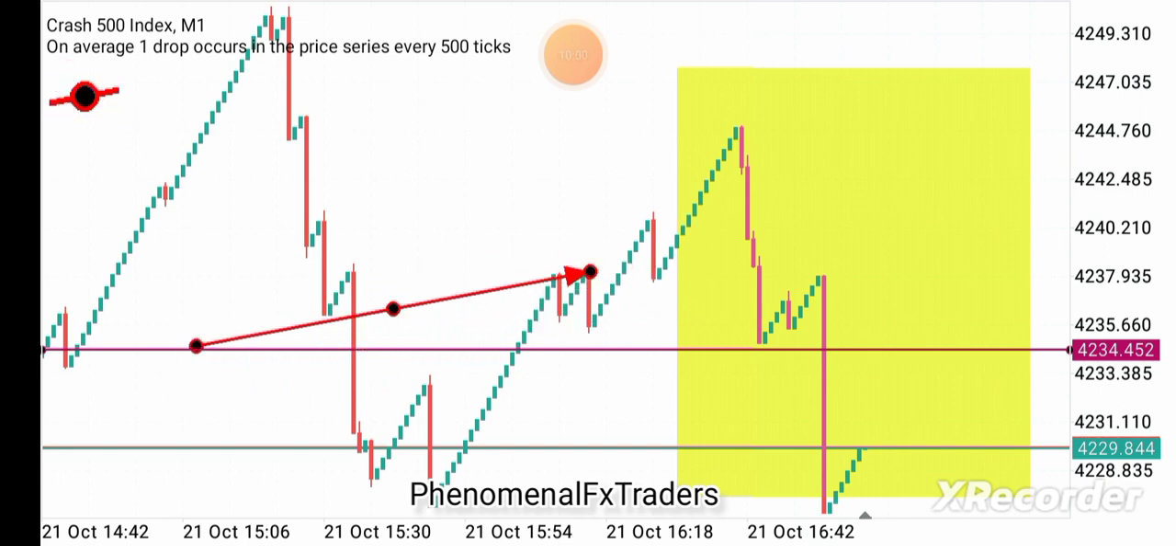Price got here and spiked down. This is the same zone here. Price got here and spiked. Price got here and went up a little. So that tells you that this is a very strong zone. Market will always react where there was a reaction previously.